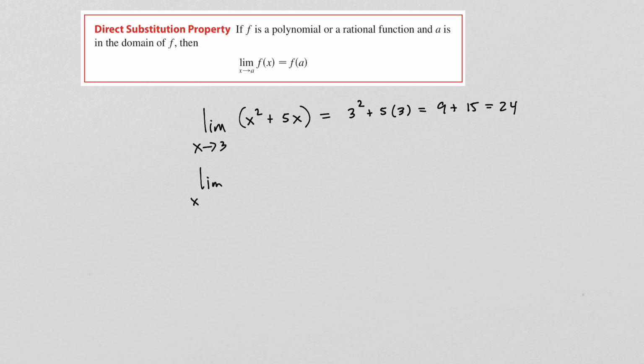Likewise, if I have the limit as x approaches 2 of x squared divided by x squared minus 1, which would be a rational function, as long as plugging in this number doesn't make the denominator 0, I can just plug in the number to evaluate the limit. And so this would be equal to 2 squared divided by 2 squared minus 1, which would be 4 over 3. This is going to be very helpful in evaluating limits in the upcoming examples.